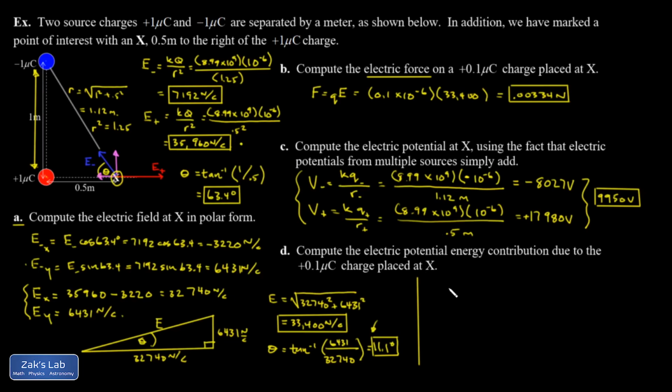Once you have the potential, this is very fast. The potential energy is just QV. So 0.1 times 10 to the negative 6 multiplied by 9,950 volts, and I get 0.000995 joules. At this point, there's probably too many zeros to keep hanging around, so that's 9.95 times 10 to the negative fourth joules.